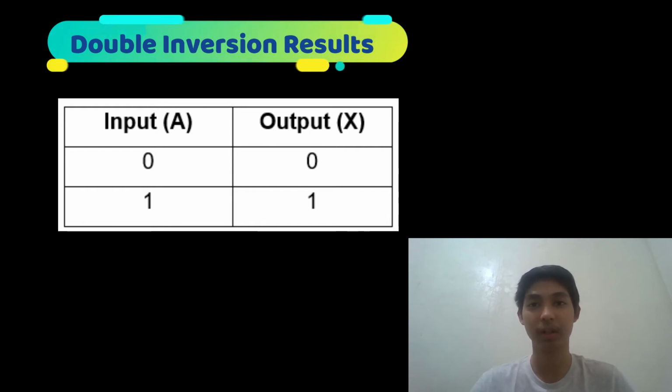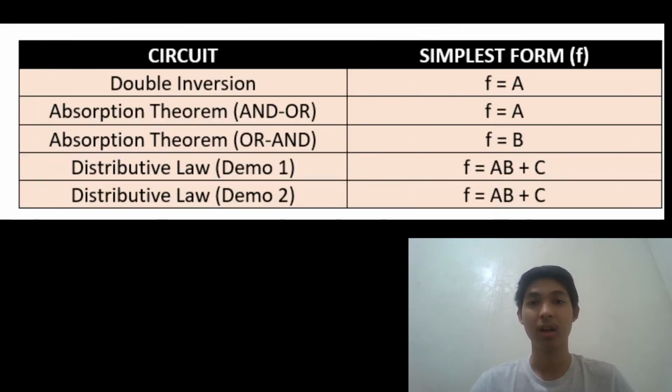Based on the results for the double inversion circuit, we can say that F is equal to A, which means that the input of A will be its output. So if the input is 0 and 1, the output will be 0 and 1 respectively.